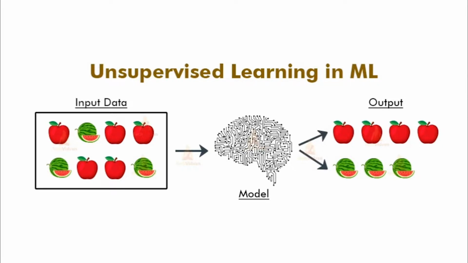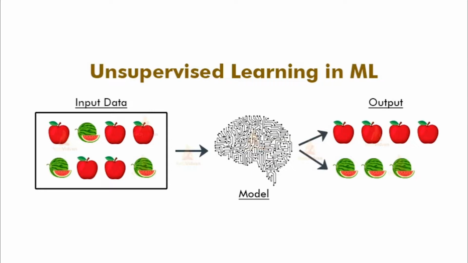Suppose you have another basket with mixed fruit. For example, we can see that we have apples and watermelons. Now if we feed this to our model, the model is somehow able to classify or cluster the data, and it will give us an output where we have two categories of fruits. One is apple and the other one is watermelon.